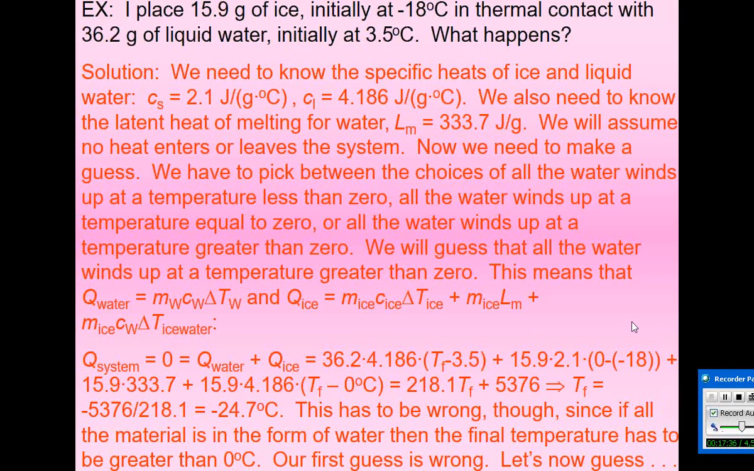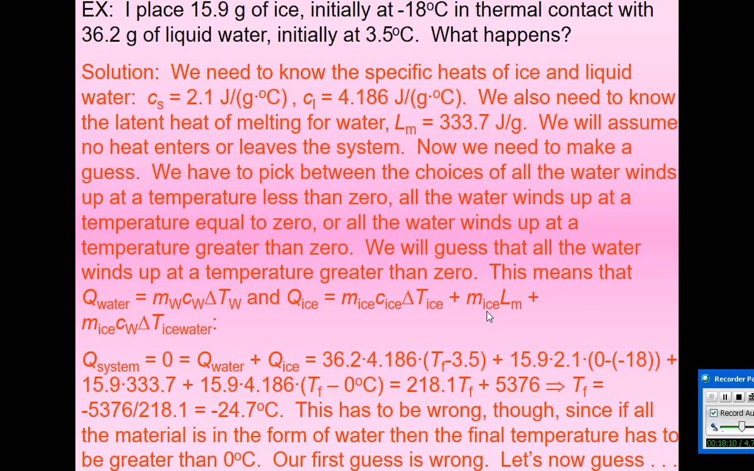Let's take a look at these possibilities. Now, the heat necessary in the water is going to be the mass of the water times the specific heat of the water times the change in temperature of the water. And the heat for the ice, if we assume that everything winds up at a temperature greater than 0, is mass of the ice times the specific heat of the ice times the change in temperature for the ice going from its initial temperature to the freezing point.